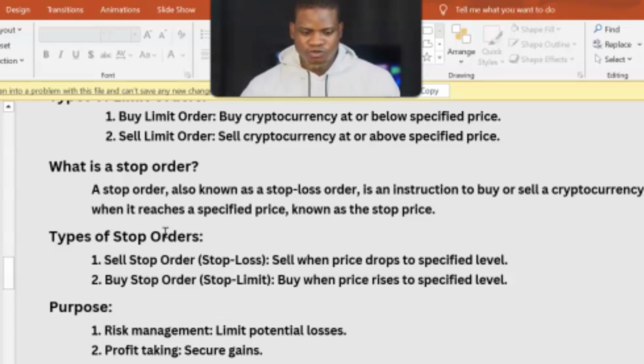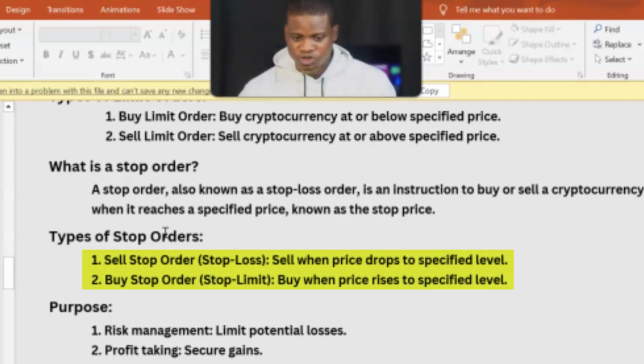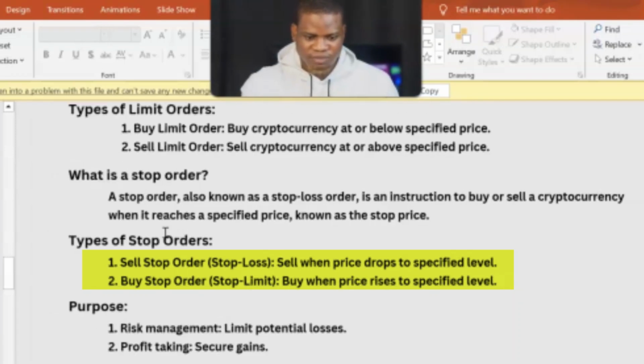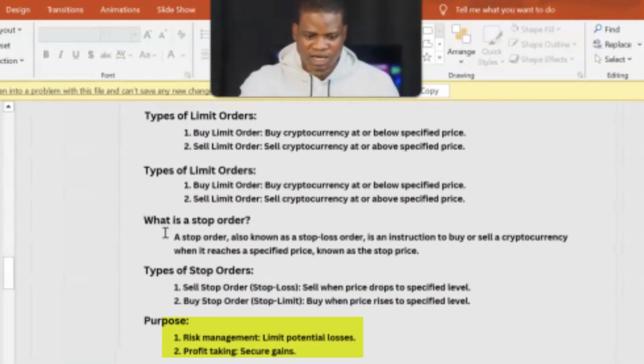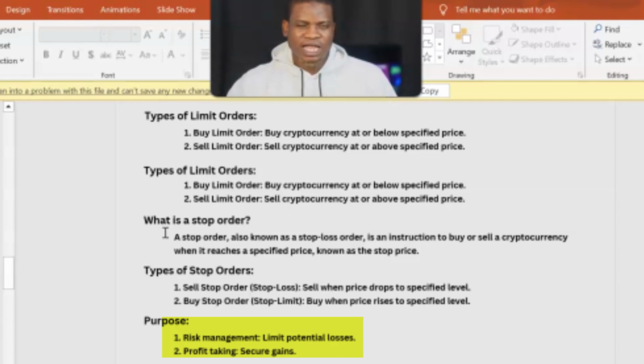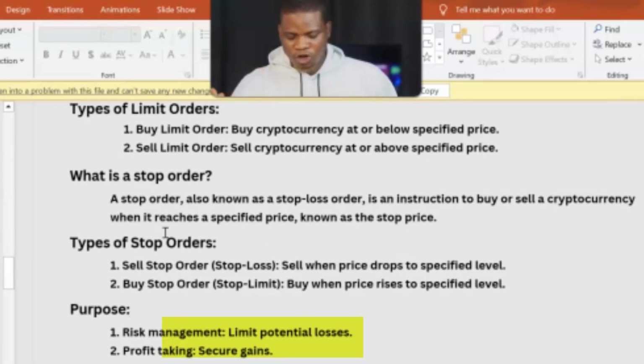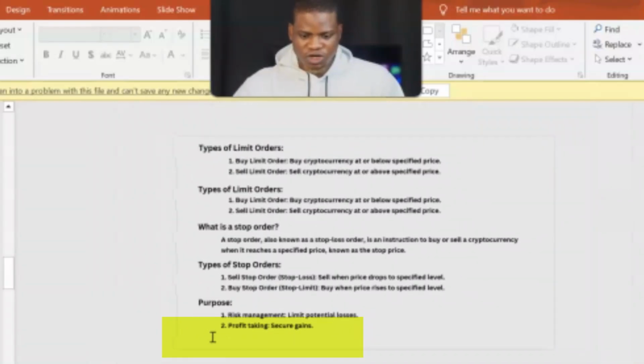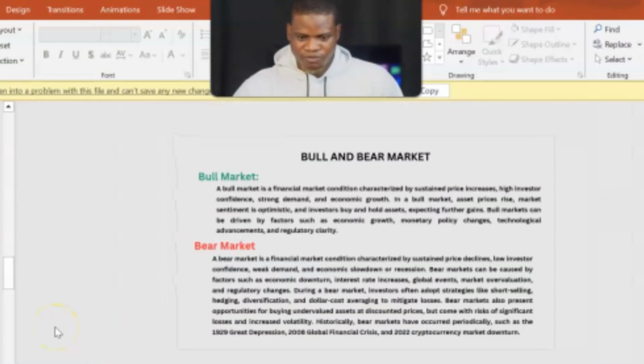So we also have two types of stop orders. We have the sell stop, the stop loss, and the stop limit. Right? So those are the types of orders we have in the cryptocurrency market. So what is the purpose of these orders? Risk management. You are trying to know the best time to get into a trade and the best time to get out of the trade in case there is a loss or even a profit. And also profit taking. It helps you secure your gains if you make a profit from the crypto market. So that is that about that.